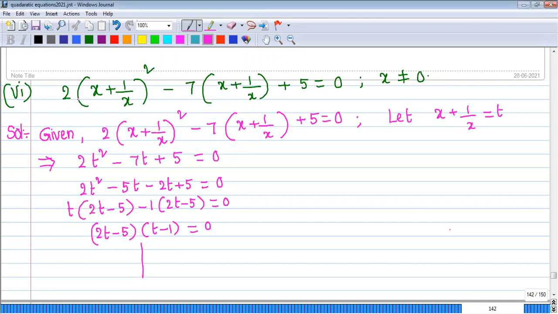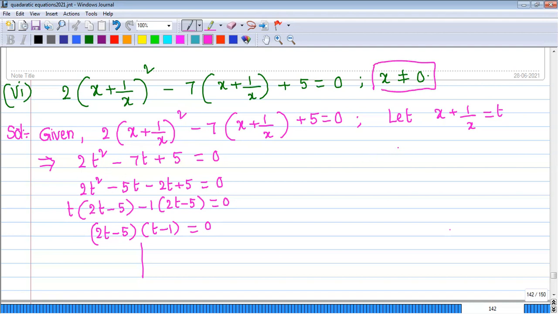Solve 2 times (x + 1/x) whole square minus 7 times (x + 1/x) plus 5 is equal to 0, where x does not equal 0. So here, given 2(x + 1/x)² − 7(x + 1/x) + 5 = 0, let us say x + 1/x is equal to t. We have 2t² − 7t + 5 = 0.